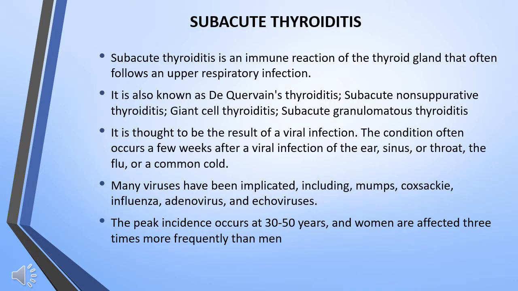Subacute thyroiditis is an immune reaction of the thyroid gland that often follows an upper respiratory infection. It occurs mostly as a result of viral infection of ear, sinus, or throat. Many viruses such as mumps, influenza, adenovirus can cause this. Peak incidence occurs generally at the age of 30 to 50 years, and women are affected 3 times more frequently than men.